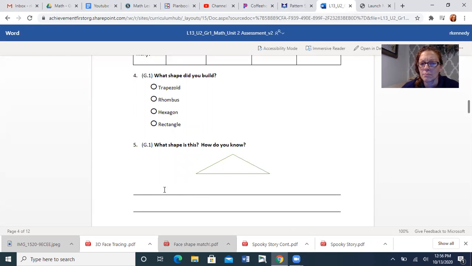What shape is this? How do you know? You're going to write it on here. The most important part: yes, I know they know the name of the shape, but how do they know? Think about the attributes. They can tell you how they know, and then you can type it in. They don't have to write it, because this is math, and I want to know their math thinking, not their writing skills. So how do they know that that is that shape?